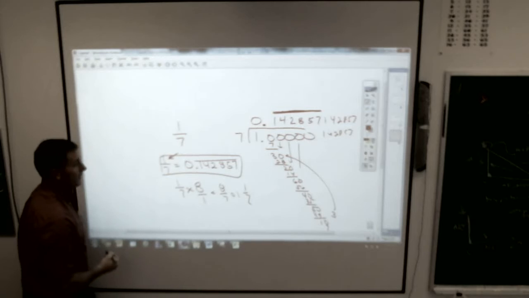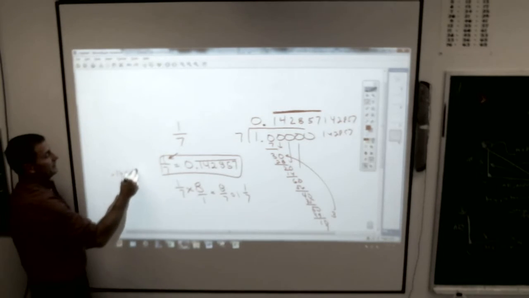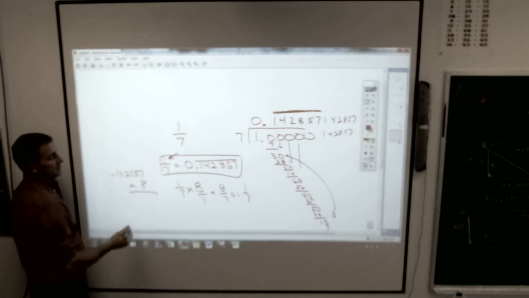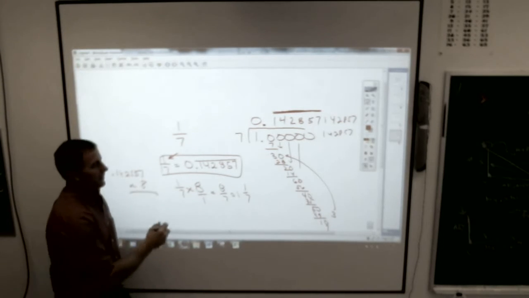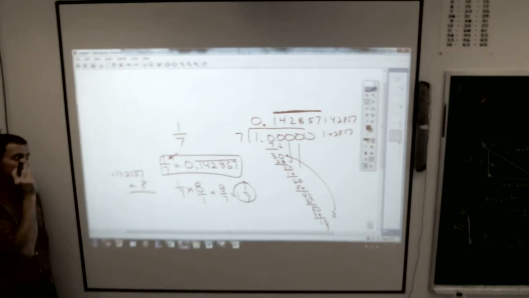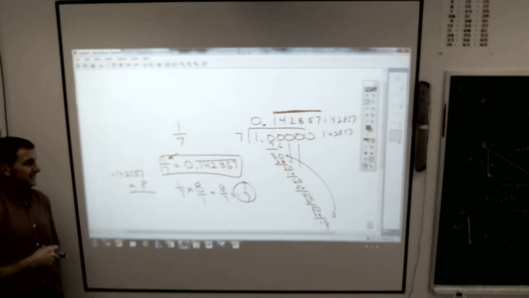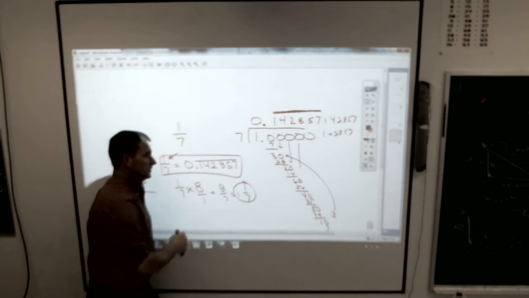You can't say, okay, I'm going to change 1/7 to a decimal and put 0.142857 and multiply that all by 8. You'll get an answer that's pretty close, but this is exact. This would just be close. Fractions are always, well, they will be in that case more concise and accurate than decimals will ever be.